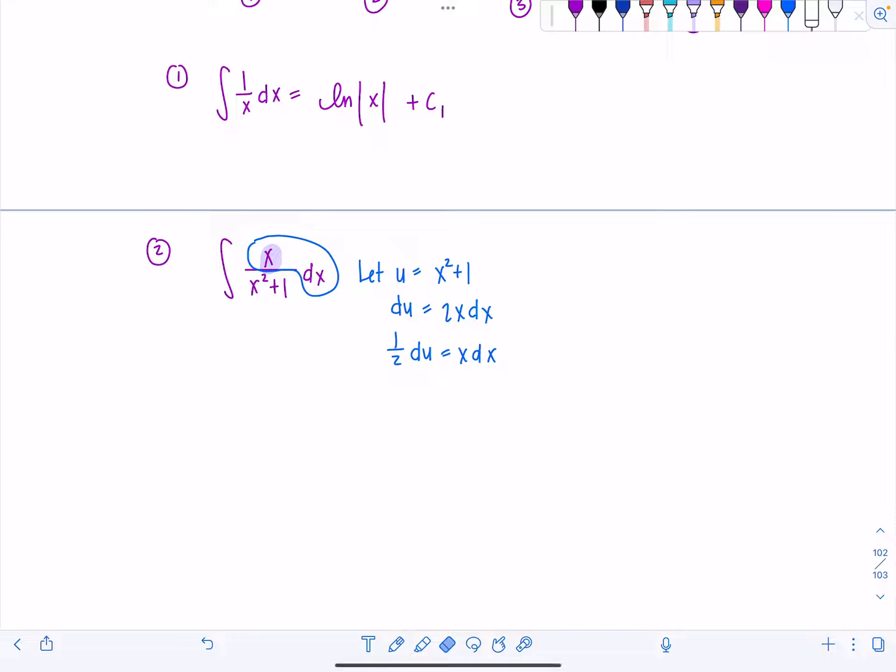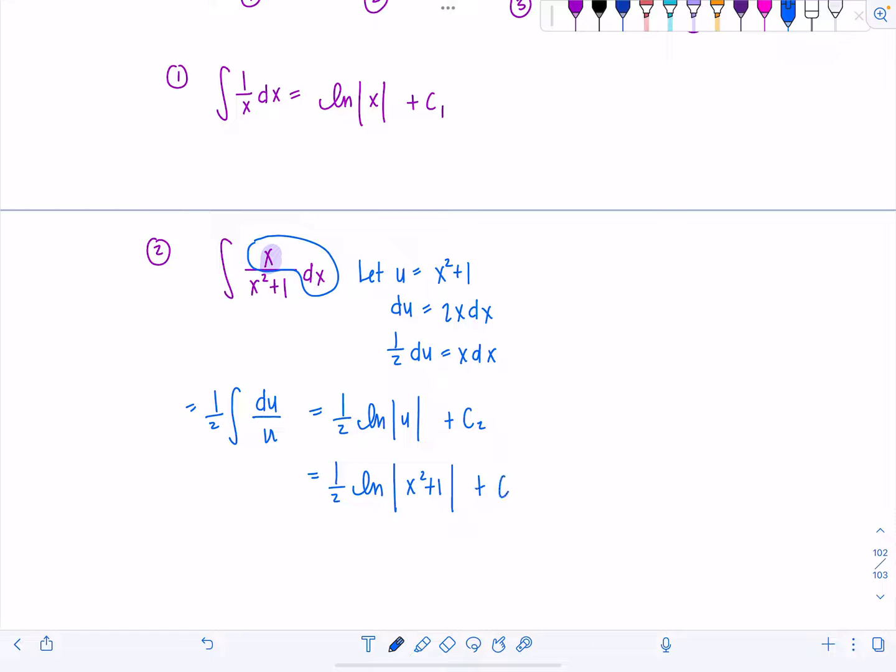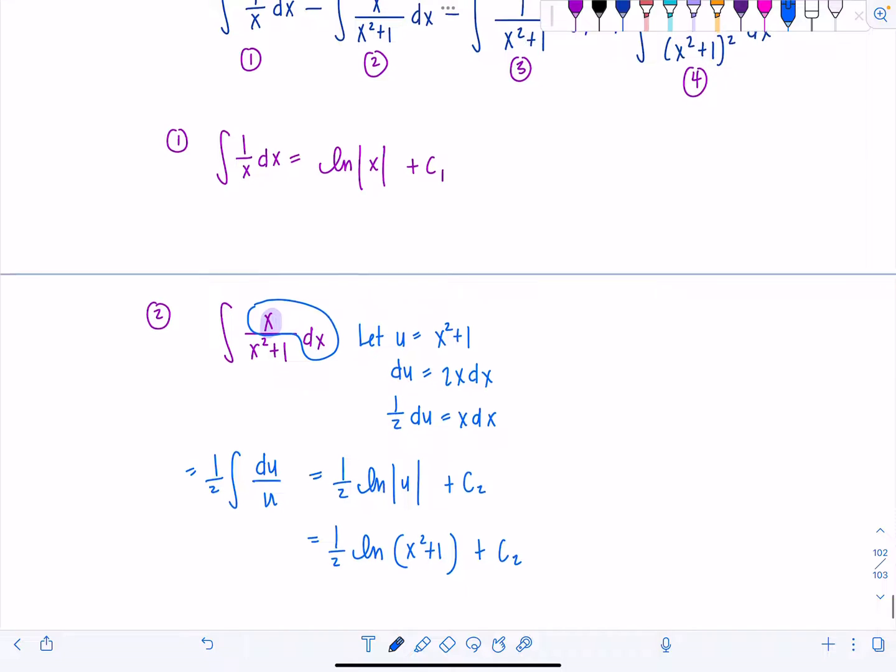So then I can rewrite this as 1/2 integral du over u, which is 1/2 ln absolute value of u plus c2. And then this is going to be 1/2 natural log absolute value x squared plus 1 plus c2. And you know what? X squared plus 1 is always positive, so you can switch these to parentheses. So 1 and 2 are done. Look at us. Little champions.